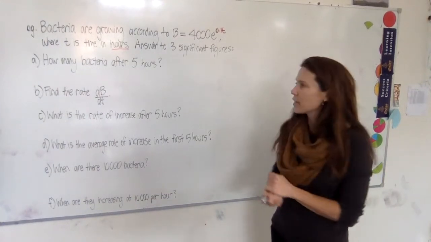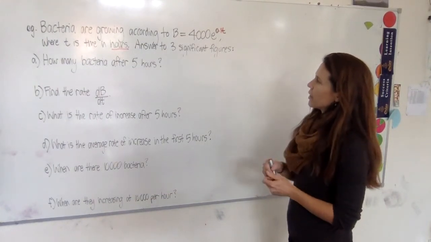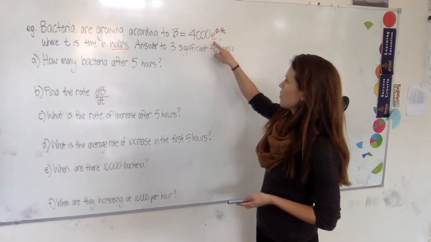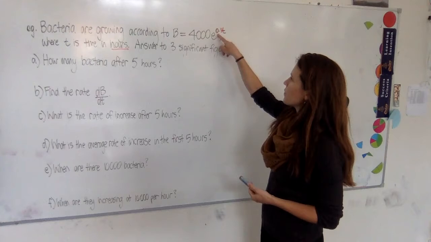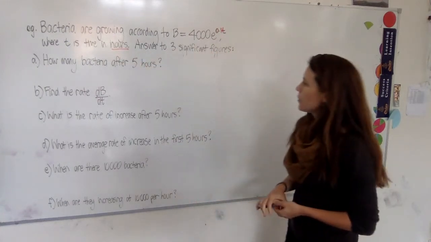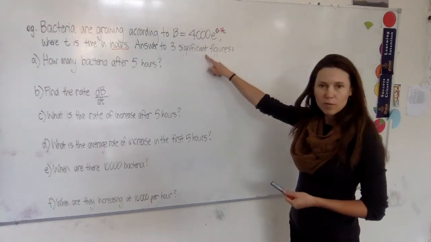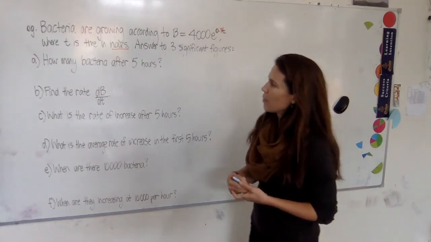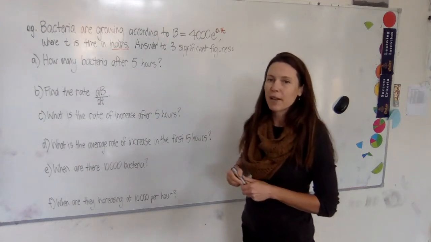Let's go through this example together. Bacteria are growing according to this formula, B equals 4,000 multiplied by e to the power of 0.1t, where t is the time in hours. Now we need to answer all of these questions to three significant figures. So the first one simply asks, how many bacteria are there after 5 hours?